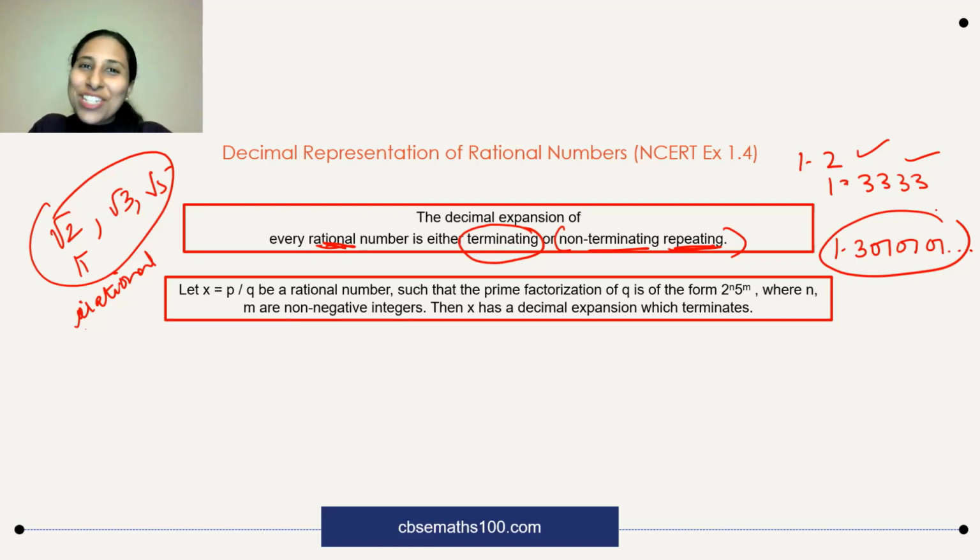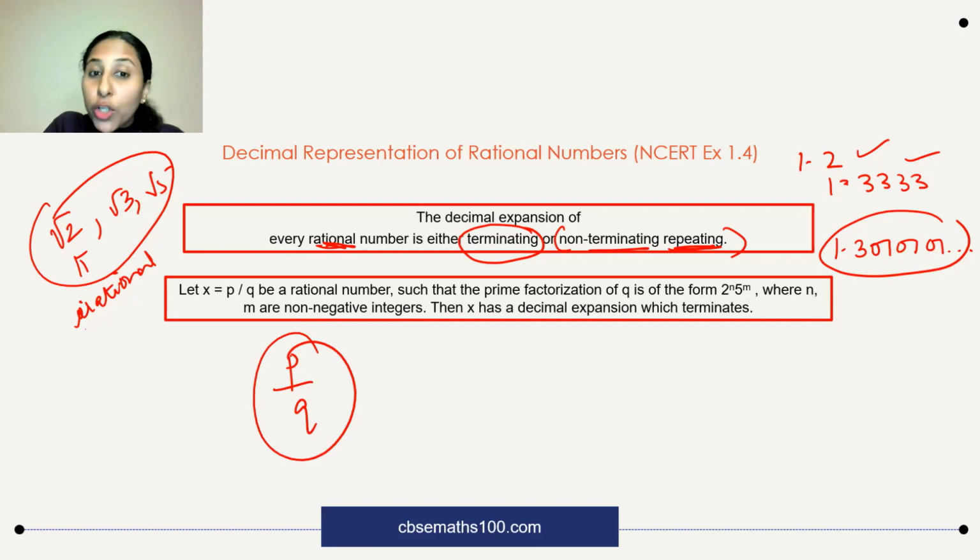How do you know which type of rational number you have when it is given in p by q form? What you need to do is, first you need to reduce p by q. Cancel all common factors from p by q. Make p and q co-prime numbers so that it becomes a by b, where a and b do not have any common factor. Very important step.